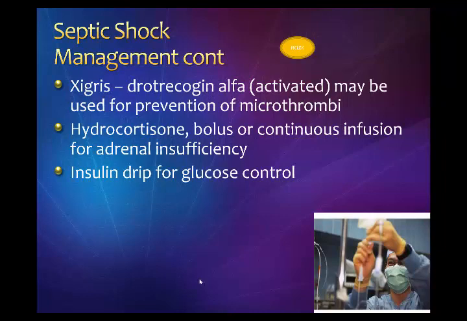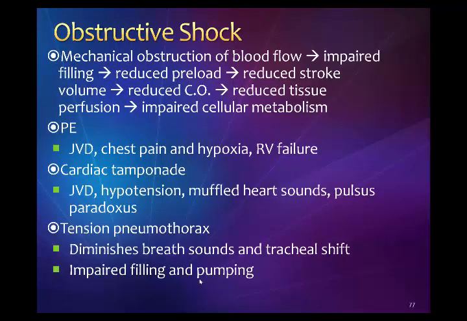Now, Xigris was a drug that was on the market. It has since been removed, and it was an activated protein C drug, and it was $7,000 a dose, and it was not effective or had side effects that warranted taking it off the market. And then there's your hydrocortisone that you would use to support the endocrine or adrenal insufficiency, and then the insulin drip as well. All right, so if you have questions, bring them on septic shock. That's probably the most complicated one we're going to talk about, but that's a good start for you with information.